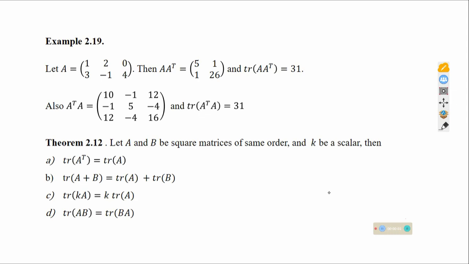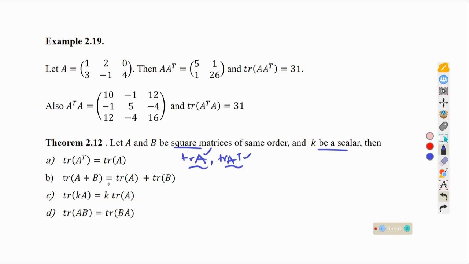Let us talk about theorem 2.12. This theorem is talking about properties of trace. So let us consider two matrices, A and B, that have the same order, and they are square matrices. And let K be any scalar. Then it can easily be proved that when you take the transpose of any given matrix A, the trace of A and the trace of A transpose will be the same. So trace of A transpose and trace of A are equal.